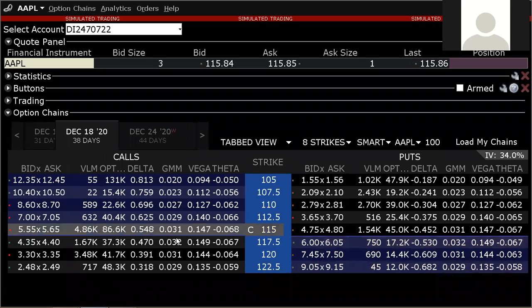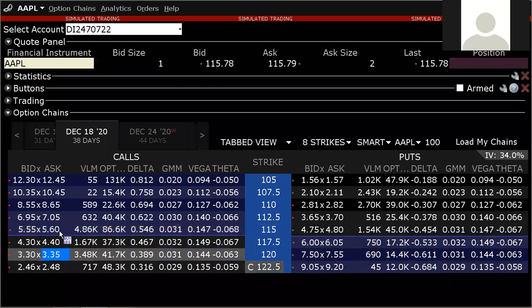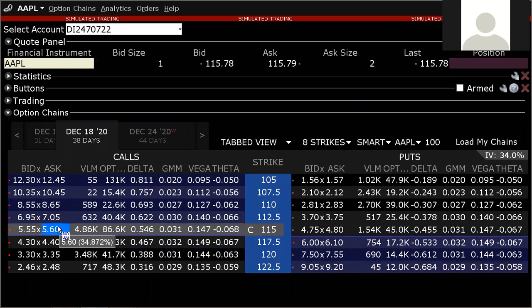Okay, so the 115 call is trading at, what happened to the eyeball display? Eyeball is 34.872. What does this mean? Let's also understand the meaning of this eyeball. So what is 34.872 in the display here? This is the eyeball display for this price.